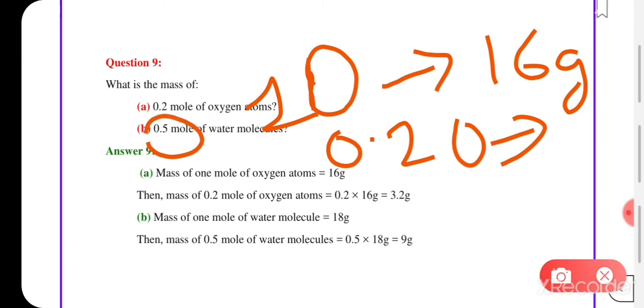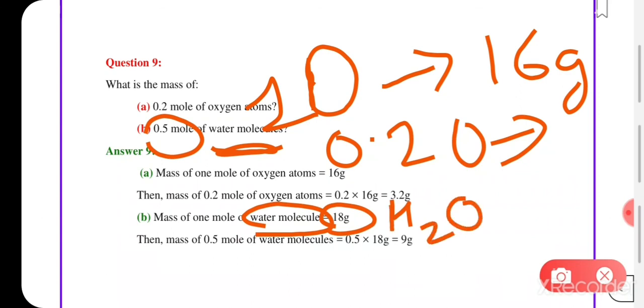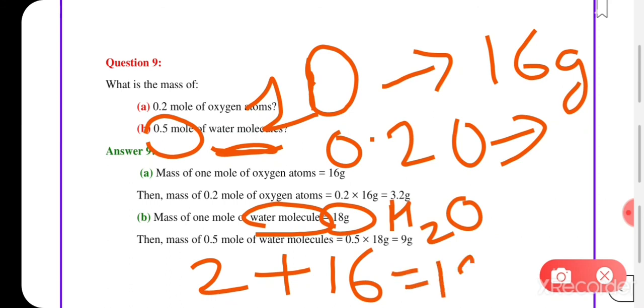Okay, in the next one, 0.5 mole of water molecules. So you need to find the molar mass of water molecule. So how has this 18 come? It is a molar mass. Water is H2O, right? For hydrogen it is 2 and for oxygen it is 16. 2 atoms of hydrogen are there, so we have written 2. For 1 atom of oxygen mass is 16, so 16 plus 2 becomes 18, correct? So this is why 18 is written here.